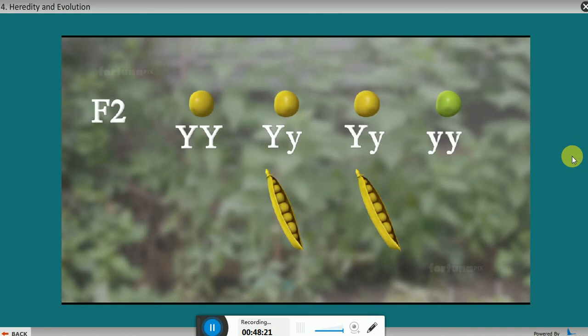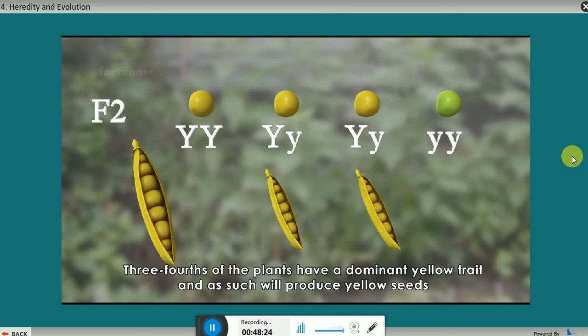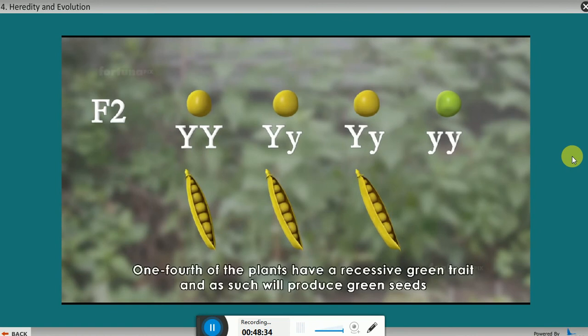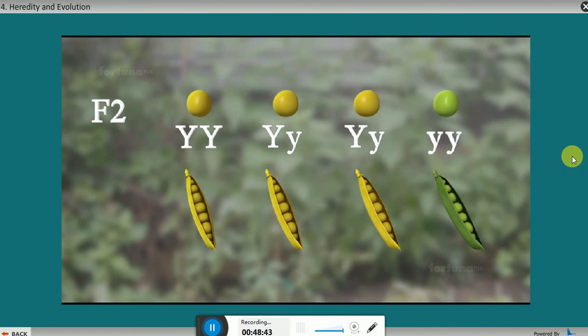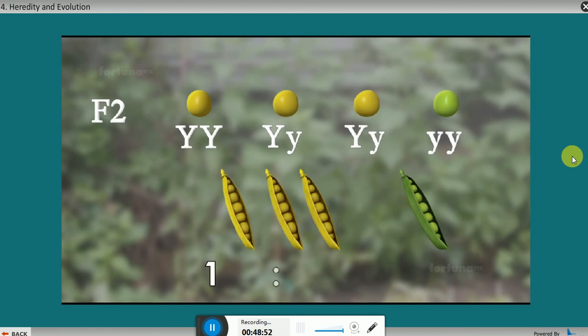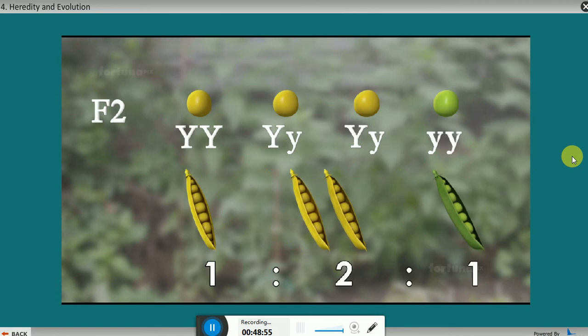The results let us see that 3/4 of the plants have a dominant yellow trait and, as such, will produce yellow seeds, and 1/4 of the plants have a recessive green trait and, as such, will produce green seeds. Thus, the Mendelian ratio for a monohybrid cross is 3:1 when looking at phenotype and 1:2:1 when looking at genotype.